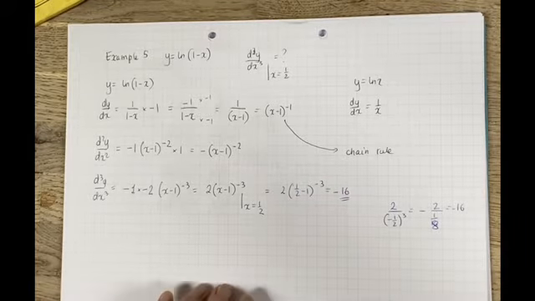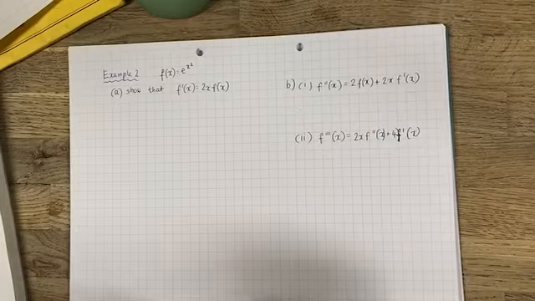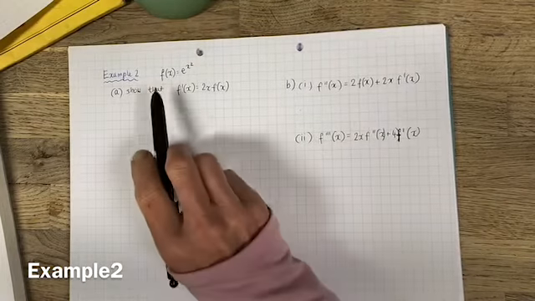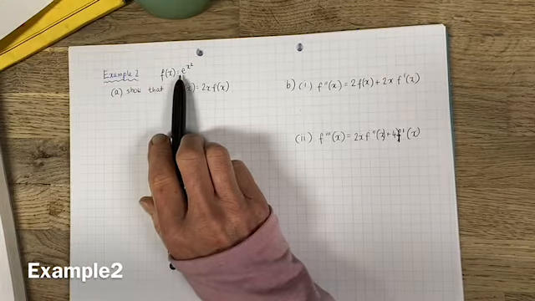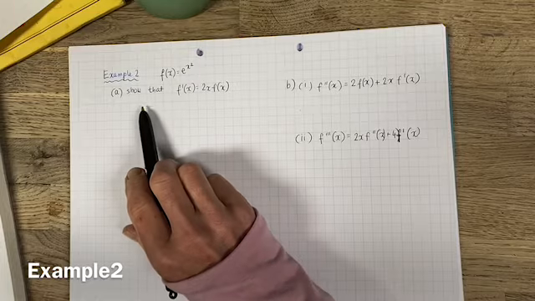Okay, so we're going to move on to example 2 now. Here's example 2. f of x is equal to e to the power of x squared.